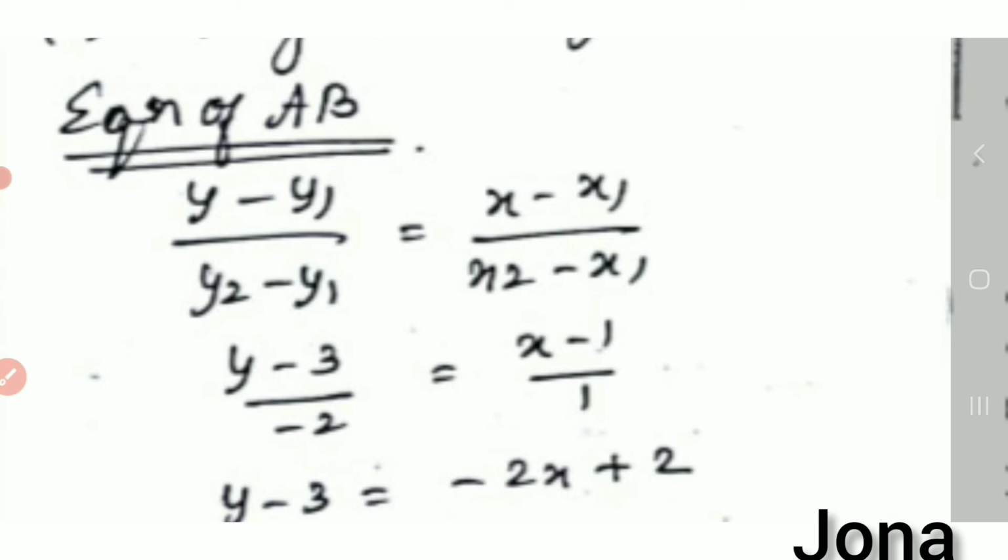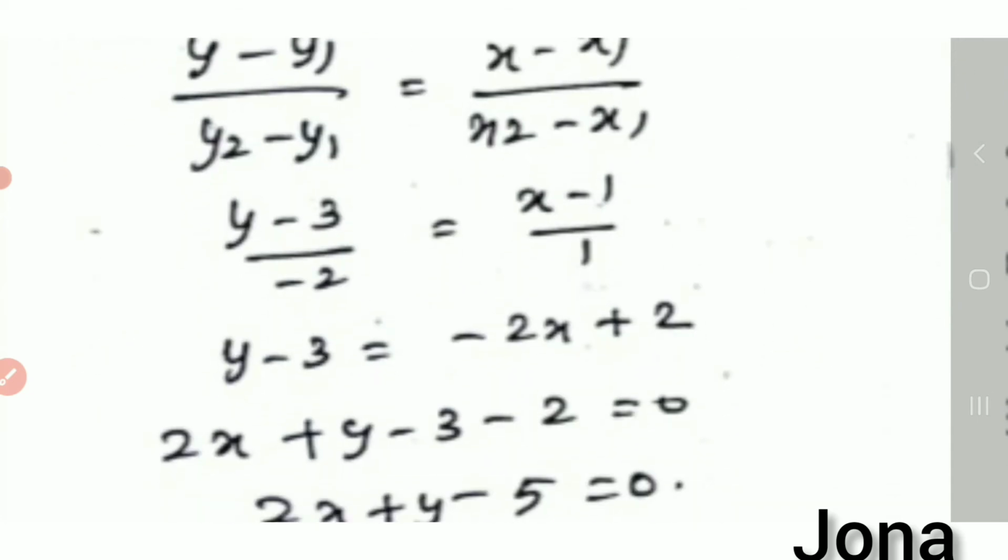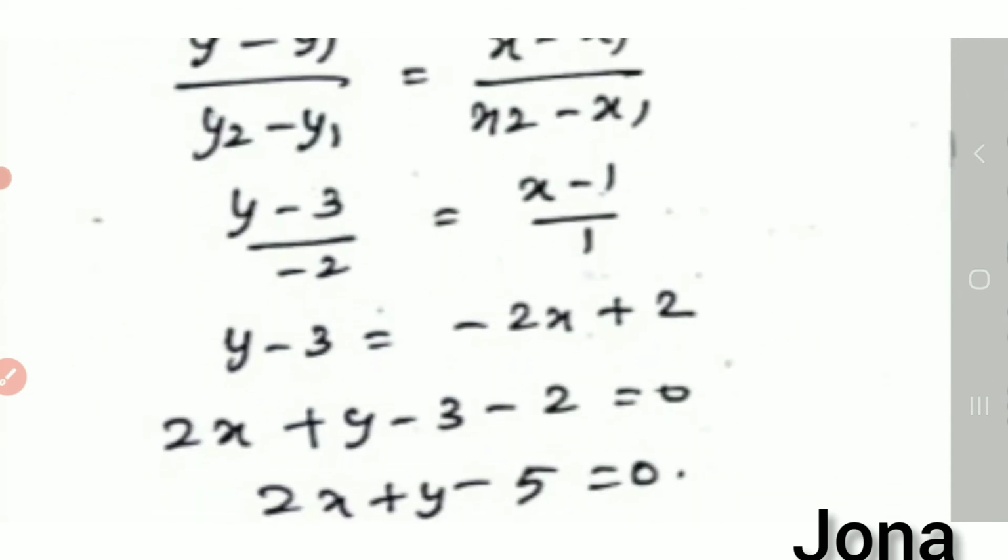Cross multiply. So we have y minus 3 equal to minus 2x plus 2. If you simplify everything, we have 2x plus y minus 3 minus 2 equal to 0. That is nothing but 2x plus y minus 5 equal to 0.